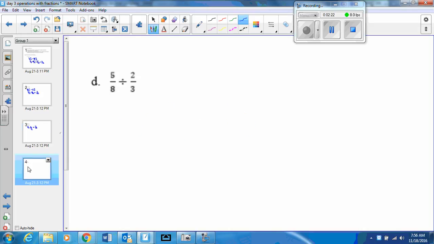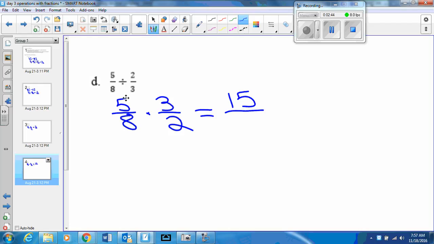And then our next example for dividing, 5/8 divided by 2/3. Keep, change, flip. So I rewrite it as 5/8 times 3/2. Now I try and see if anything cross-cancels. Nothing cross-cancels here, so now I multiply straight across. 5 times 3 becomes 15. 8 times 2 becomes 16.